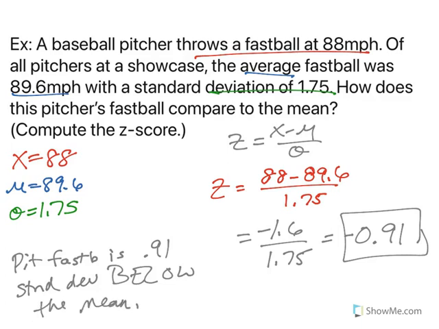So maybe at this showcase, where these pitchers are trying to get recruited or drafted, maybe they say, we're only looking at people within 1 standard deviation of the mean. Anything outside of that, we're cutting them. We don't need them, right? It's possible. People do all kinds of things like that. So we can calculate this based off of what we know, and we can use z-scores to compare, which we're going to do in a different video.